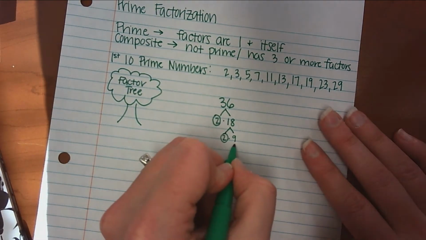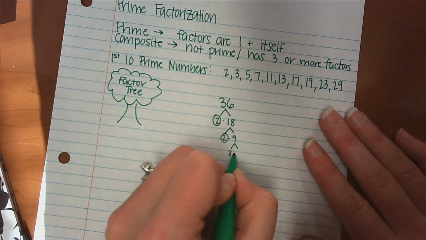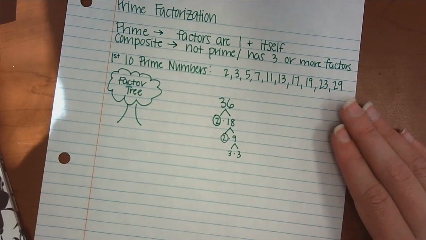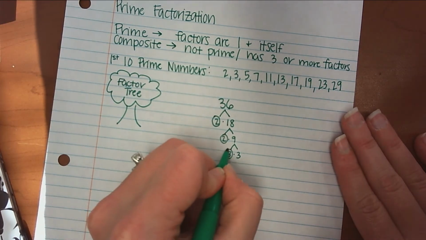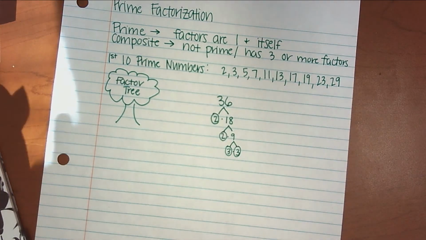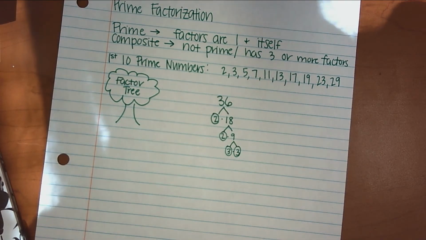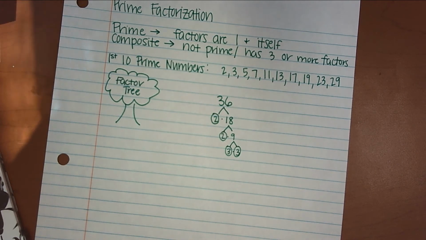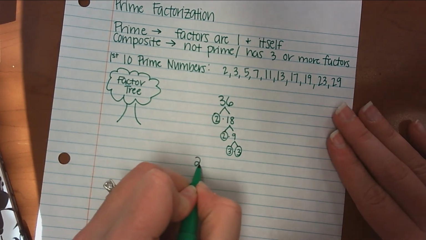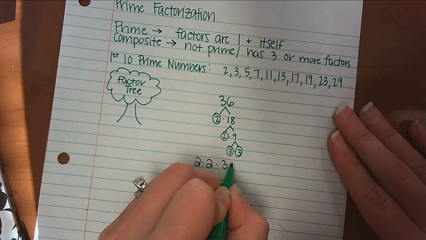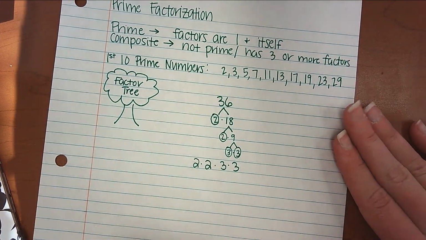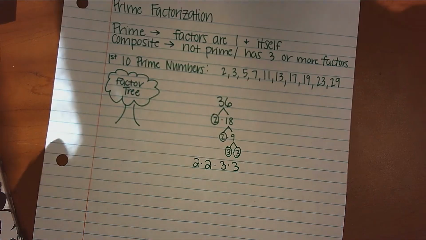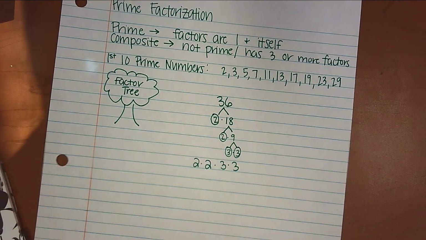So 9 actually can be broken down into 3 times 3. 3 and 3 are both prime numbers, so I'm going to circle them. Once I'm down to only prime numbers that I have circled, now I'm ready to write my prime factorization. So, for example, this is 2 times 2 times 3 times 3. I'm just writing all of my circled numbers with a multiplication symbol in between.